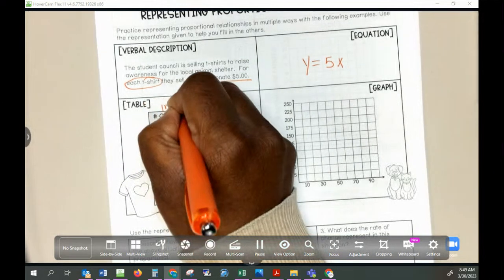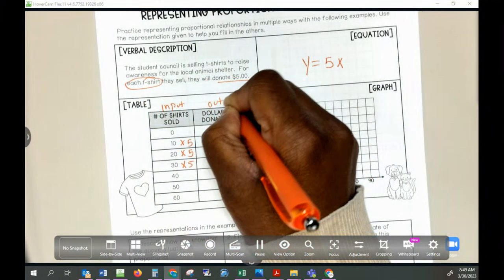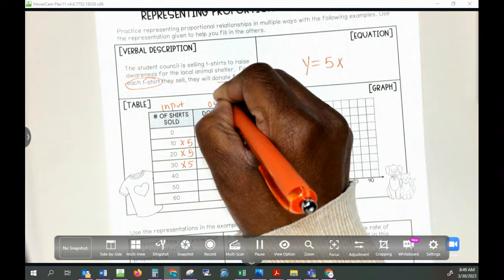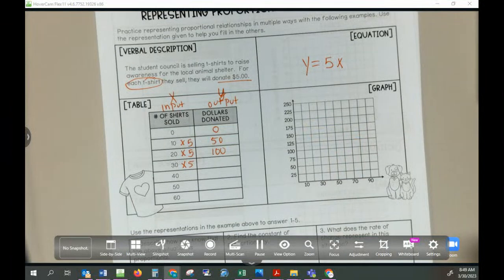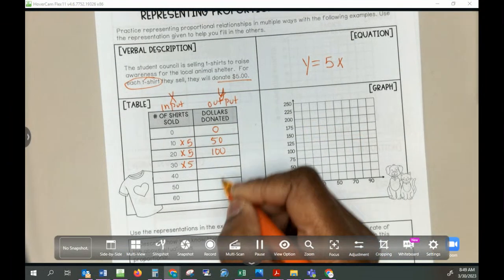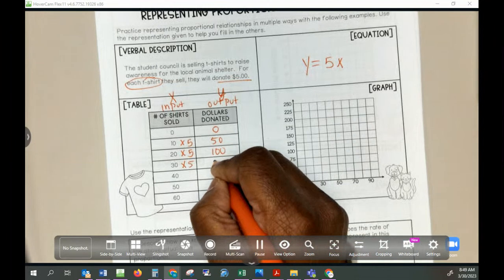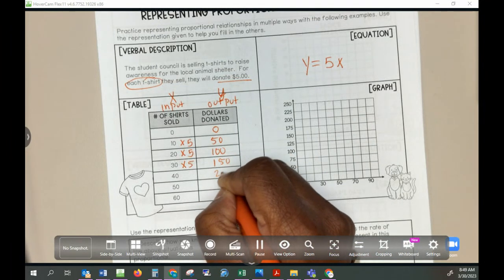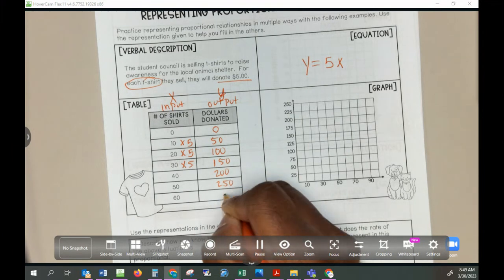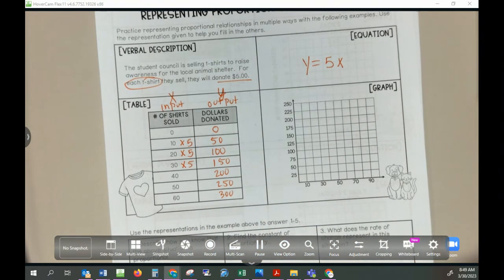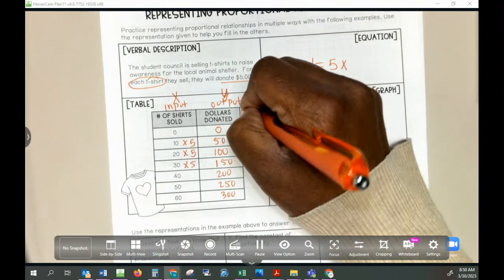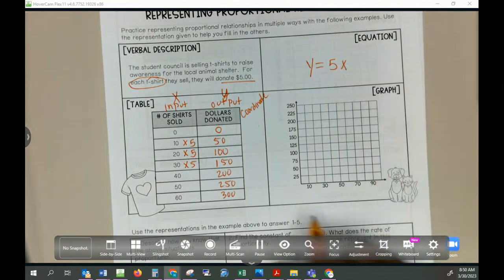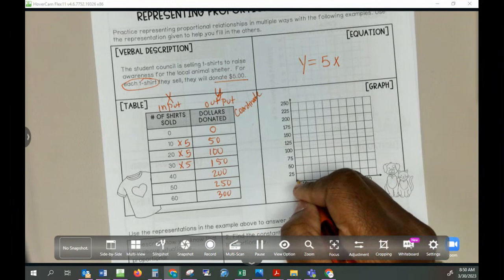Because remember, this is our input, this is our output. So our y is always our output. Our x is always our input. So our money will constantly keep growing. And so these become our coordinates. So these are our coordinates for our graph. Once we have a table, we can have a coordinate. So 0, 0 is here.